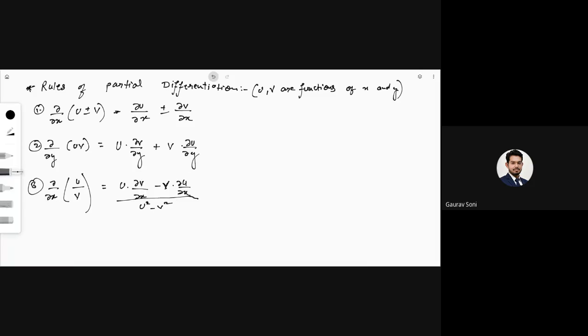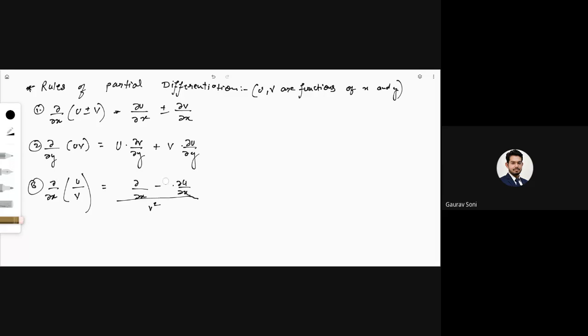Okay, is it right? No, sir. So what should I write then? Sir, the denominator should be only v square, and in the numerator it should be v partial differential of u minus u partial differential of v. Yes, that is correct.